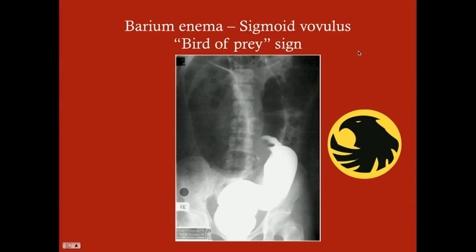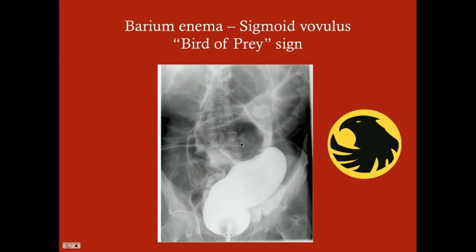So here you did the barium enema. You can see obviously a very distended sigmoid, and then this sudden tapering off. And that is where the obstruction is. And this is the bird of prey sign. You can also see your coffee bean sign right here. And then here's another bird of prey sign right here. There's the beak. And there's the sigmoid. And that's it.